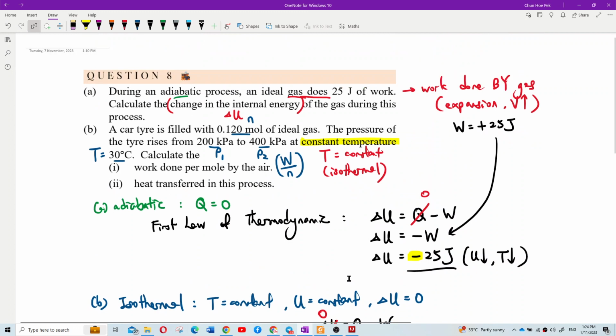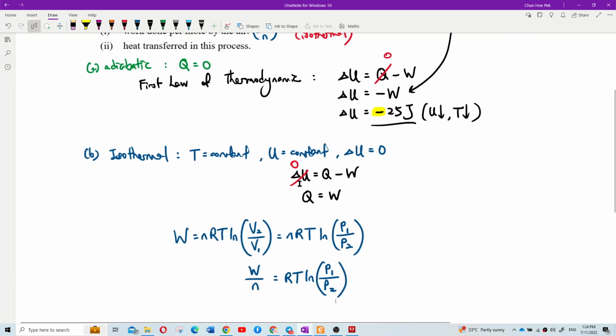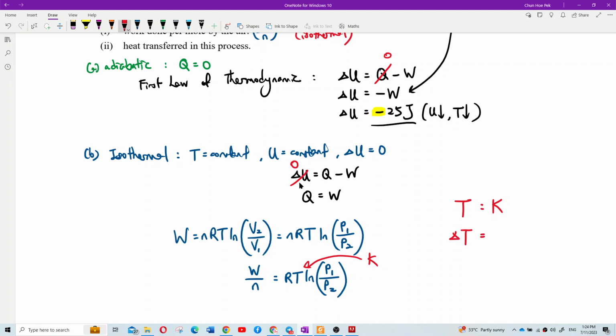Okay, temperature. I have the temperature, but I must change to Kelvin. Everything must. This chapter, all must be Kelvin. If you are talking about temperature, it must be in Kelvin. If it is a change of temperature, then you can use either degrees Celsius or Kelvin. If it is just temperature alone, it is Kelvin.